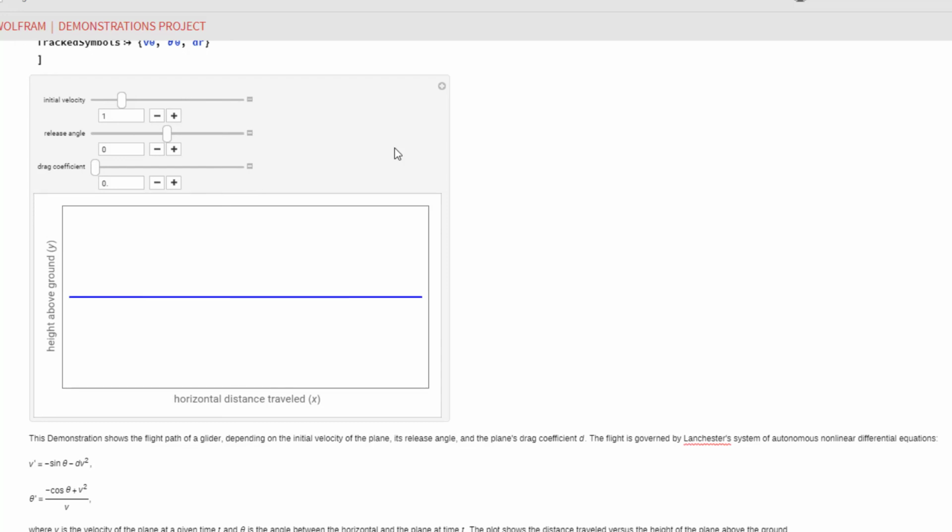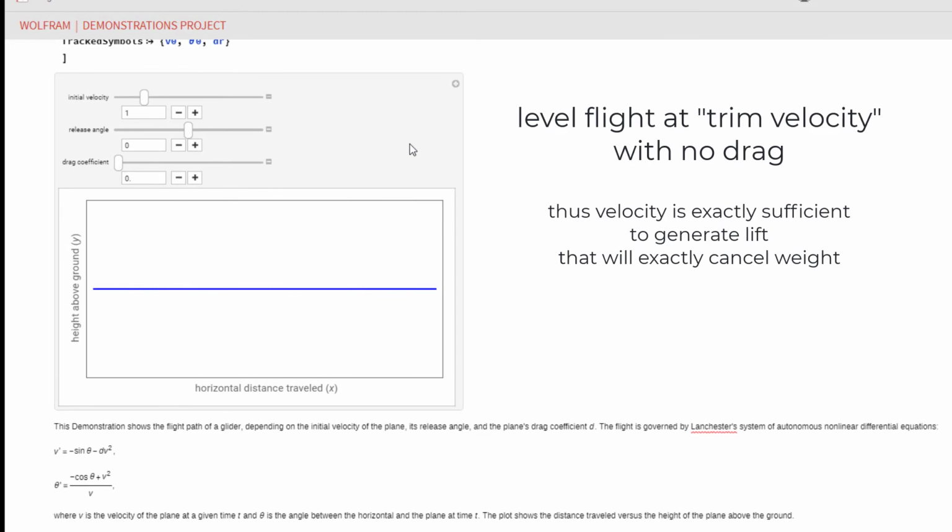What this is illustrating is that if there's no drag to slow this glider down, if it's released with a velocity that is sufficient to generate lift that exactly cancels out gravity, it'll just fly straight on perfectly level from then on, because it's got an initial velocity that is just enough to generate lift to just cancel gravity, and there's no drag slowing it down, so it just continues on perfectly horizontal.